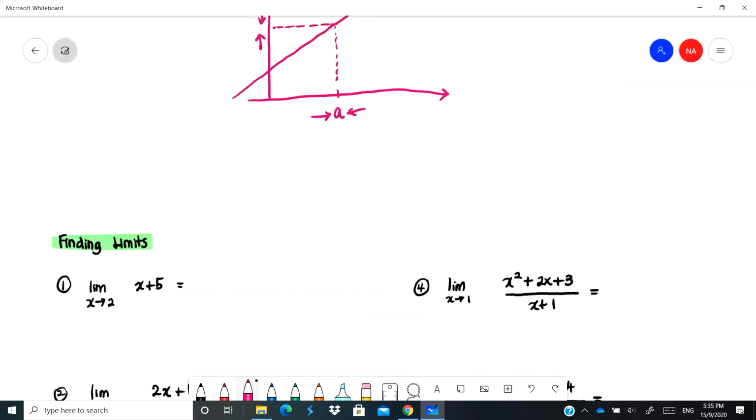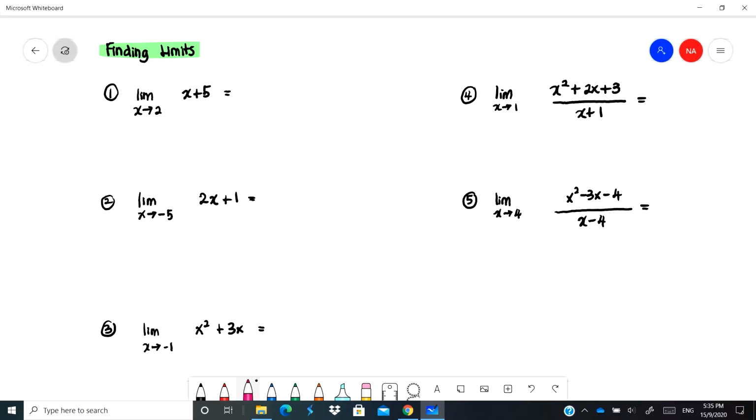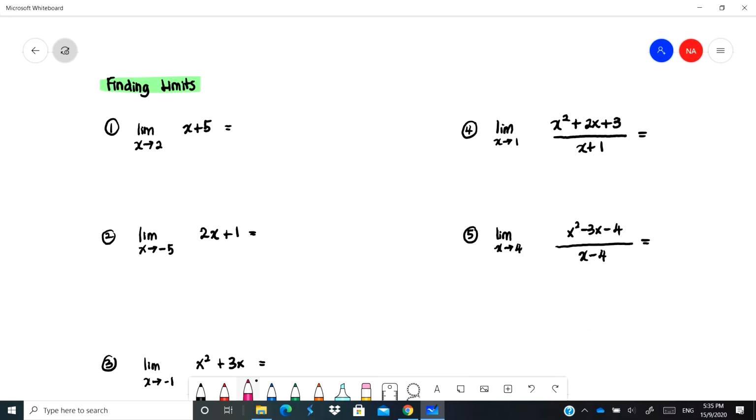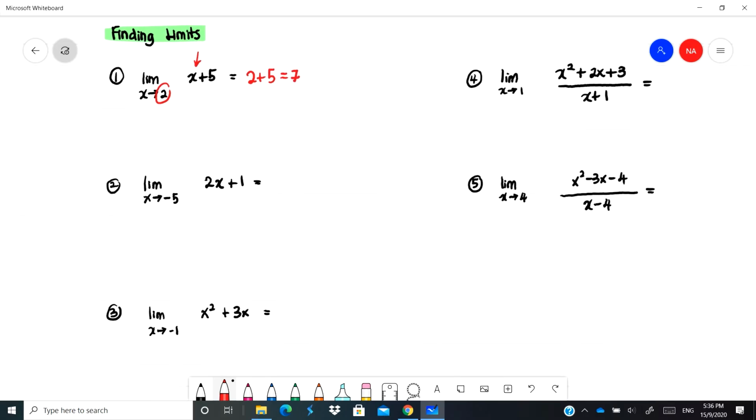Okay, it's something like this. Next, we are going to look at the task of finding the limits. Basically, when you want to find the limits, you just have to directly substitute with the value of the limit. Let's say in this case x is approaching 2, so you have to substitute with 2 here. So 2 plus 5, you'll get 7. Basically something like this, very easy.